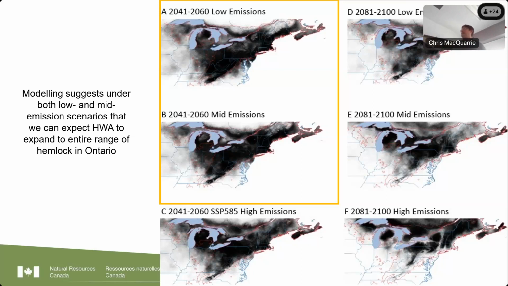It gets really crazy if you do high emission scenarios. It pushes it up to James Bay, well outside the range of hemlock. So these are hypotheses that we could test, right? But in terms of assessing risk and probability of occurrence, this is what Cameron's work tells us.